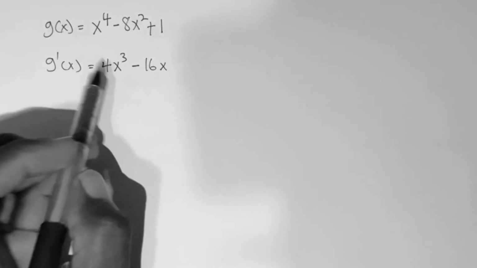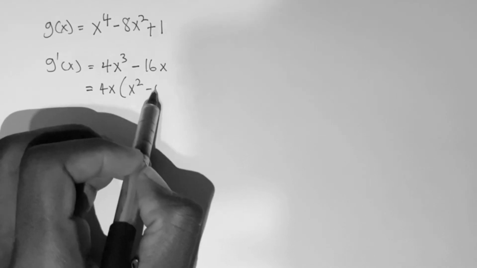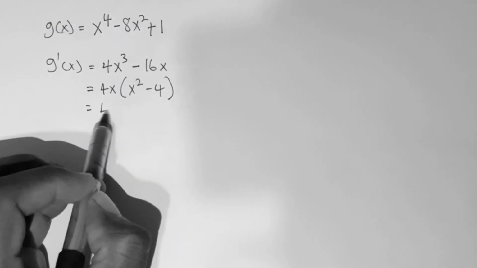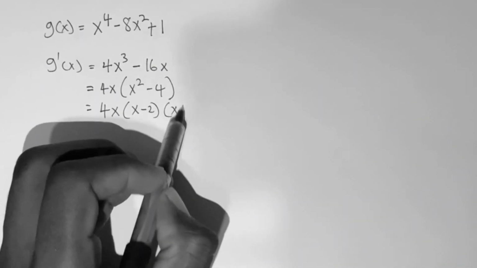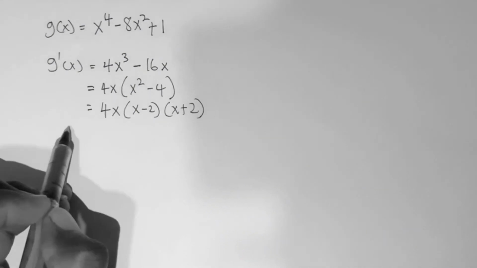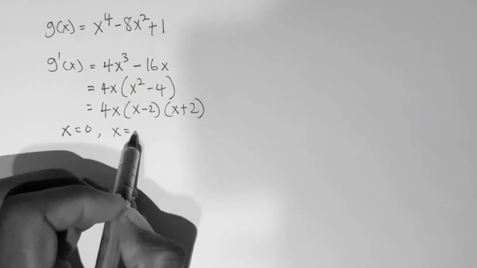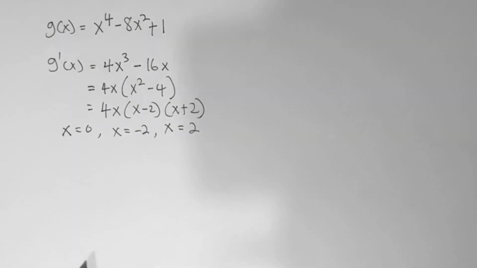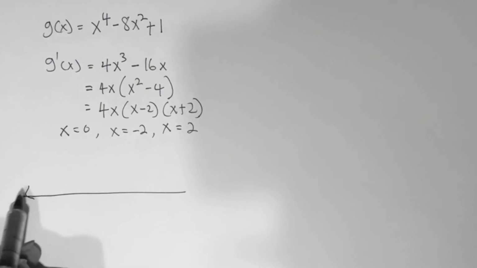Now, let's factorize 4x out. We are going to get x squared minus 4. So this is difference of 2 squares. So this can be written as 4x times x minus 2, then x plus 2. So you see that the critical points are x equals 0, x equals minus 2, and then x equals 2. These are the critical values. So let's represent this on a number line.